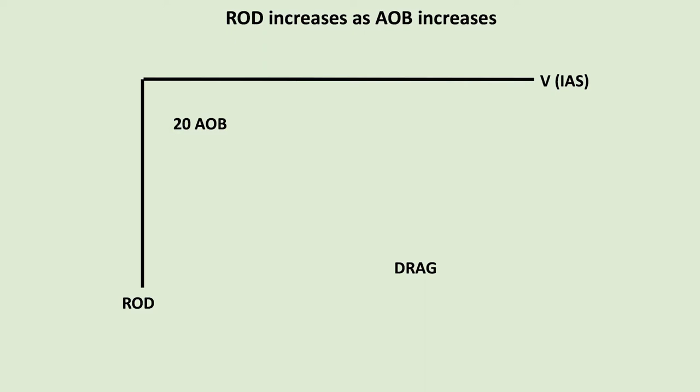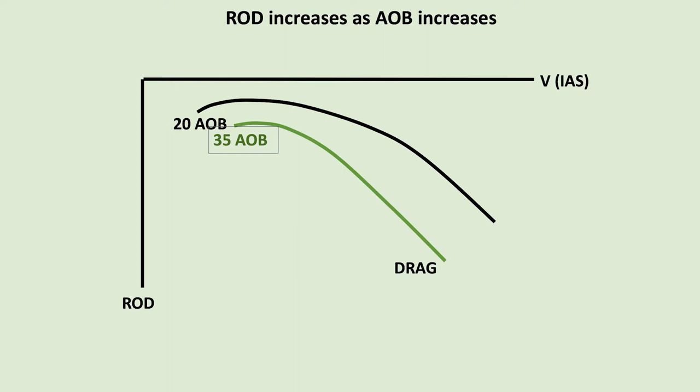Rate of descent increases as angle of bank increases. We know that. But if we draw the polars, here we have 20 degrees angle of bank, starting at the stall to minimum sink and best glide. Here's 35 degrees angle of bank, and here's 45 degrees angle of bank.